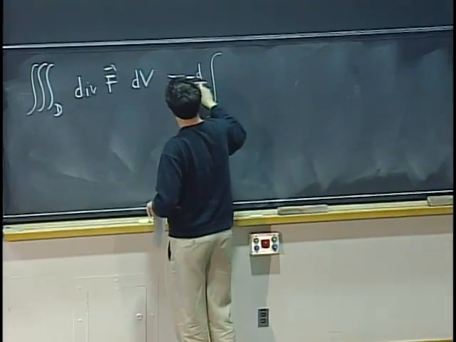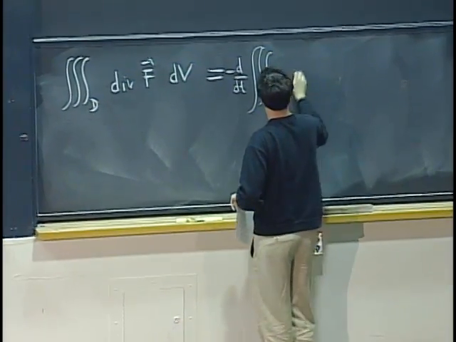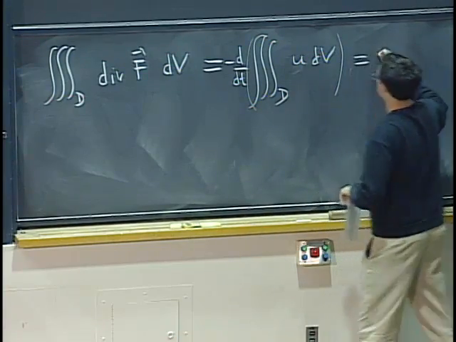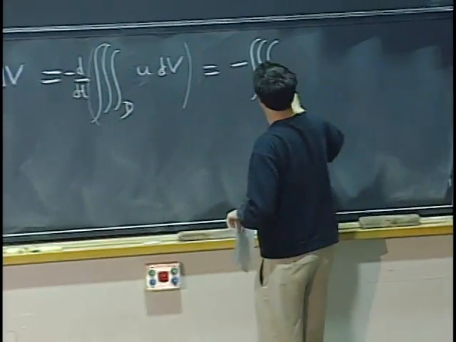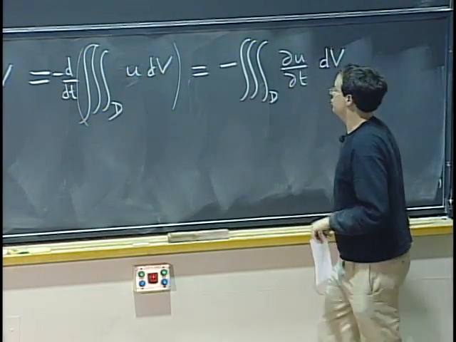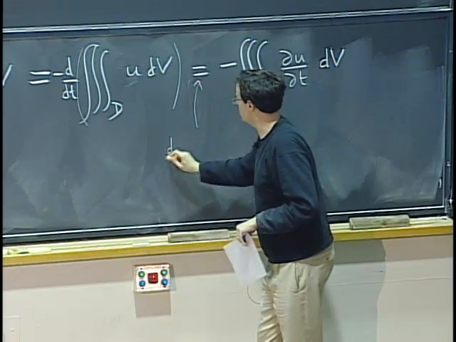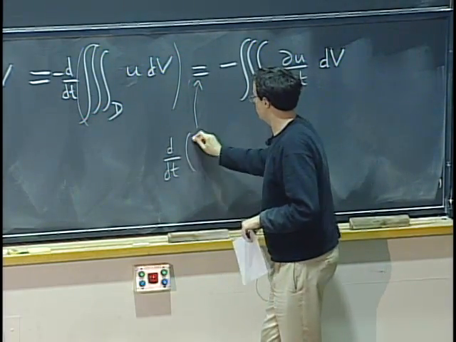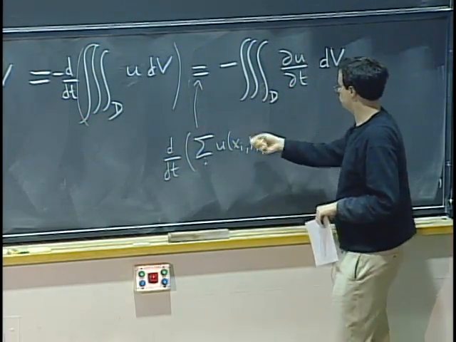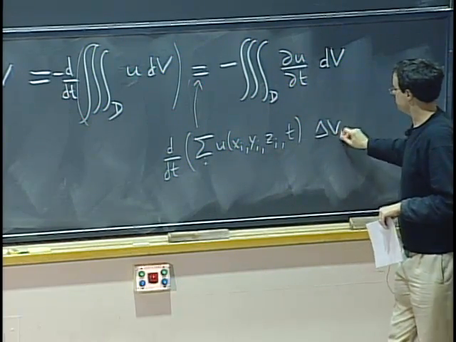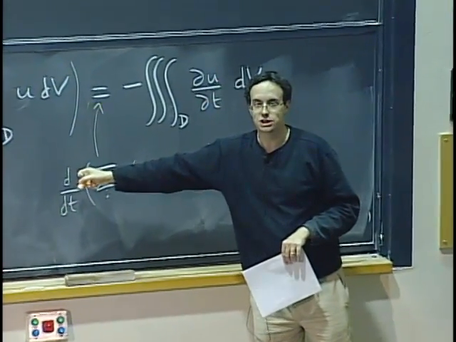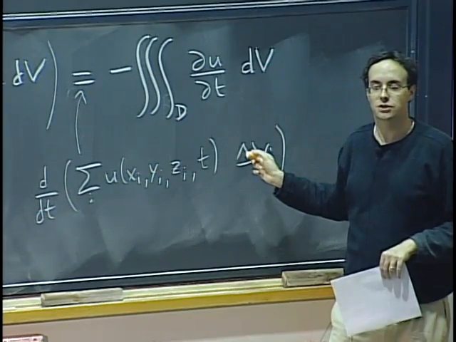So let's see. I said minus d/dt, triple integral over D of u dV. And now I'm saying this is the same as the triple integral in D of ∂u/∂t dV. And the reason why this is going to work is you should think of it as d/dt of a sum of u of some values. You plug in the values of your points at that given time times the small volume, you sum them, and then you take the derivative. And now you see the derivative of this sum is the sum of the derivatives.